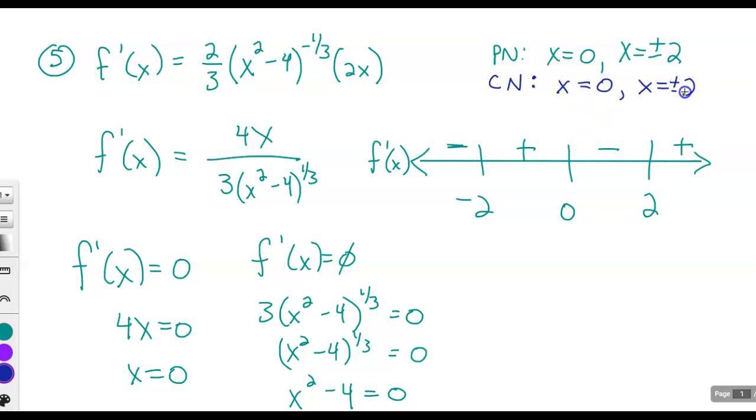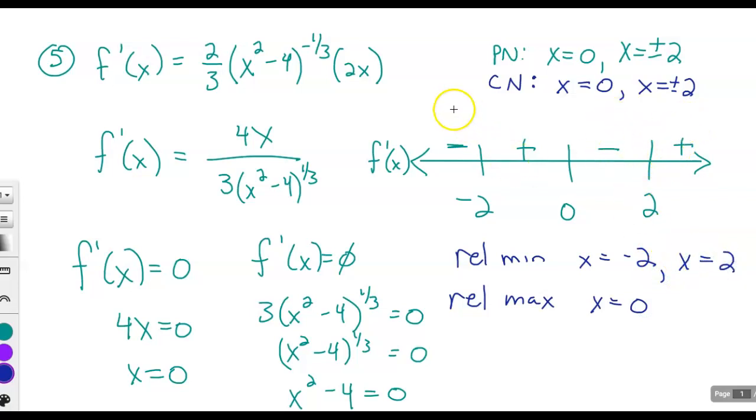Okay, so that means since we go from a negative derivative to a positive derivative, that's a relative min at x equals -2. We have a relative max at x equals 0, and then we actually have another relative min at 2 because we go from decreasing to increasing. So decreasing to increasing, increasing to decreasing, and decreasing to increasing again. Okay? So that's my answer for number 5. And the point of that one was anytime you have a negative exponent, put it in the denominator.